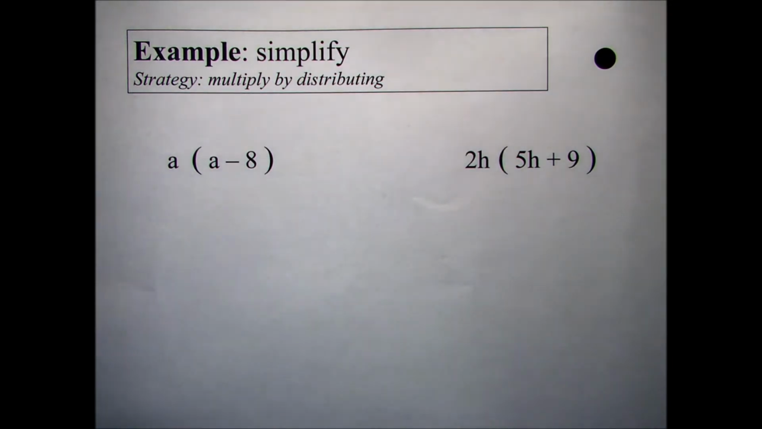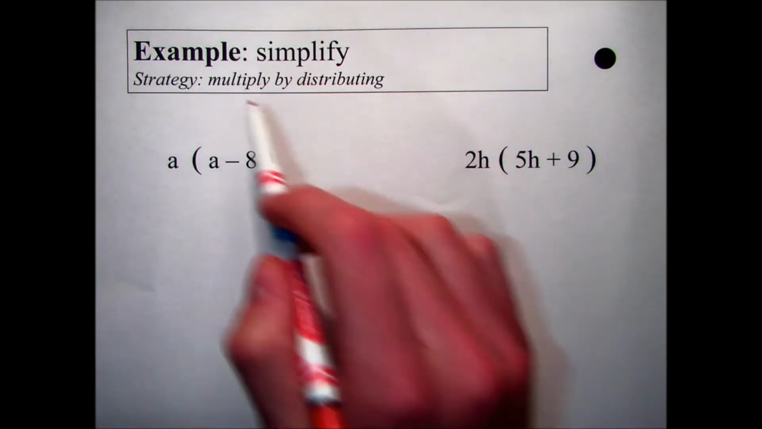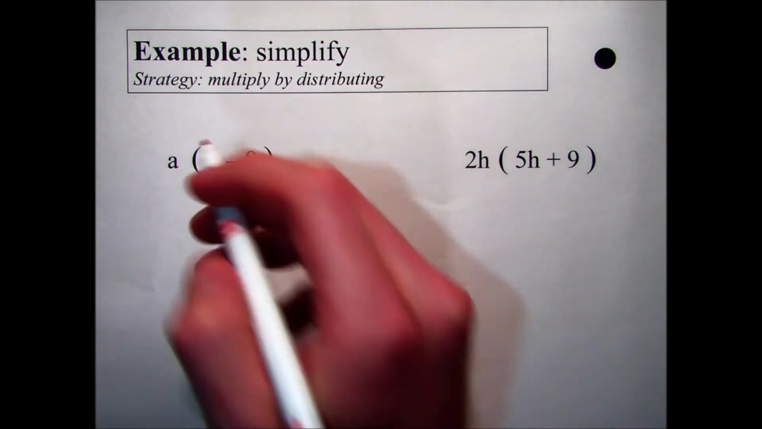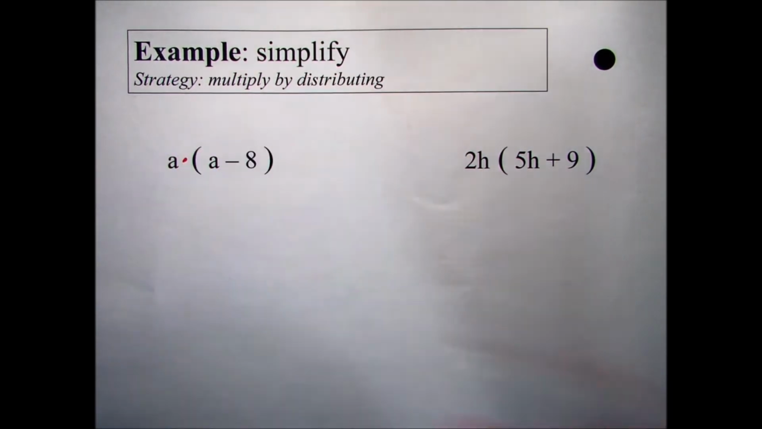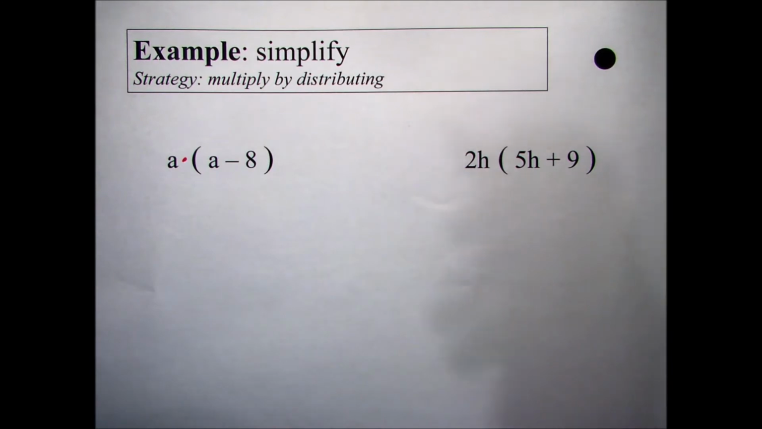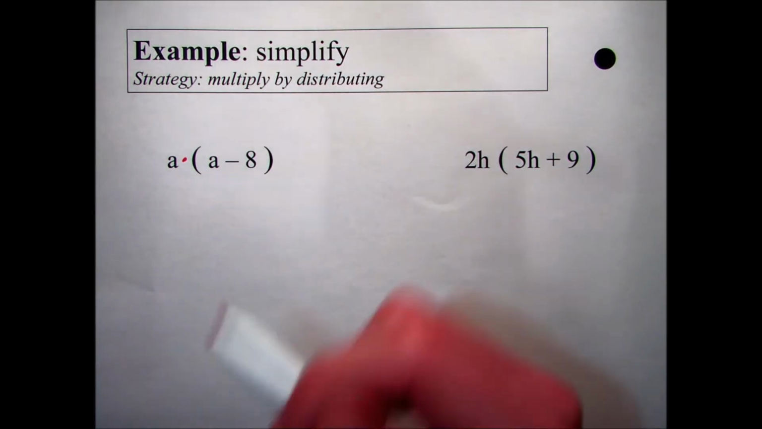Here we have two examples that will show the distributive property. We need to simplify, and we're going to multiply by distributing. The way you would read this is a times the difference of a and 8. And this multiplication symbol is usually not there, but if it helps you, write it down.